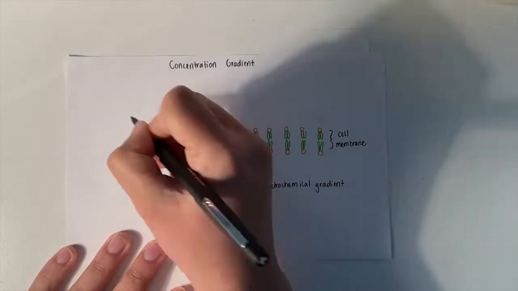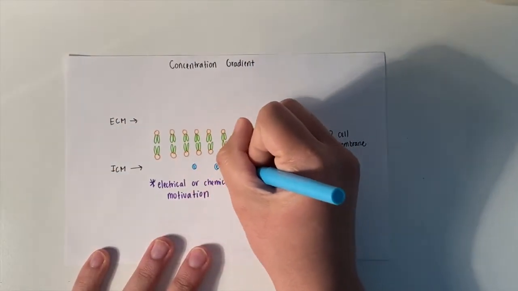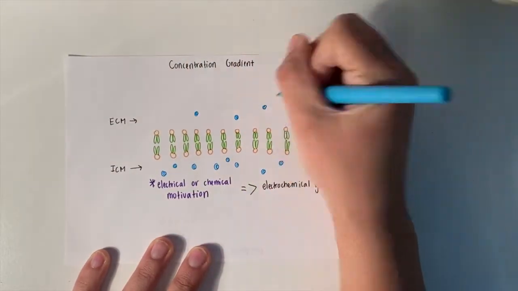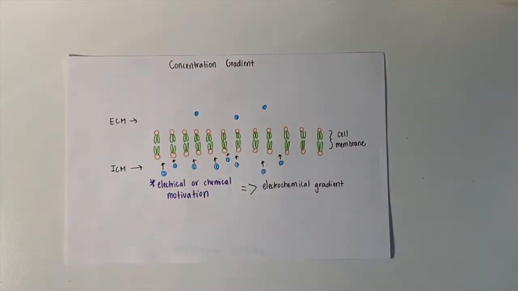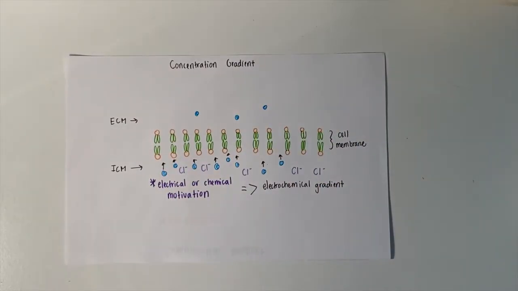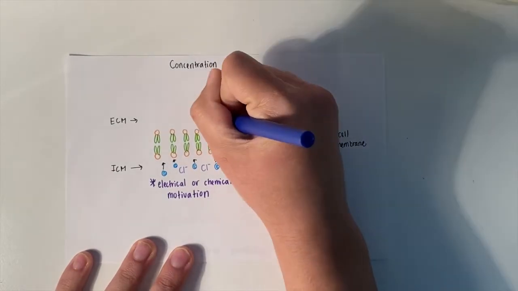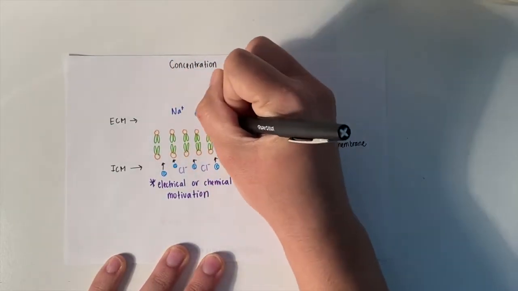For example, if we have all of these blue molecules on the inside of the cell and only a few on the outside, they experience a chemical pull to move to the outside. If we have a lot of negative molecules on the inside of the cell and a lot of positive on the outside, they feel a pull to switch the side of the membrane they are on.